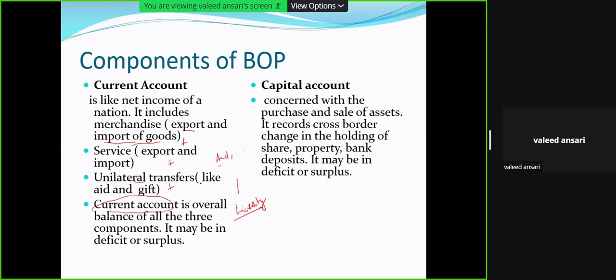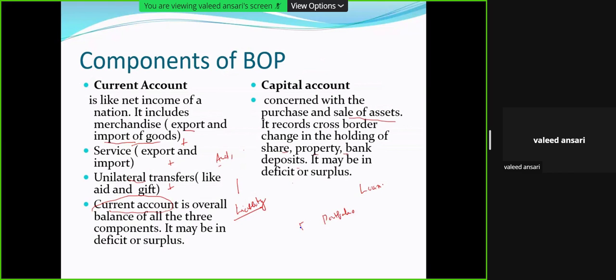Now this is the capital account. The capital account involves all the purchase and sale of assets. And it may involve loans, investment in shares, property, bank deposits, and like that. For example, portfolio investment.